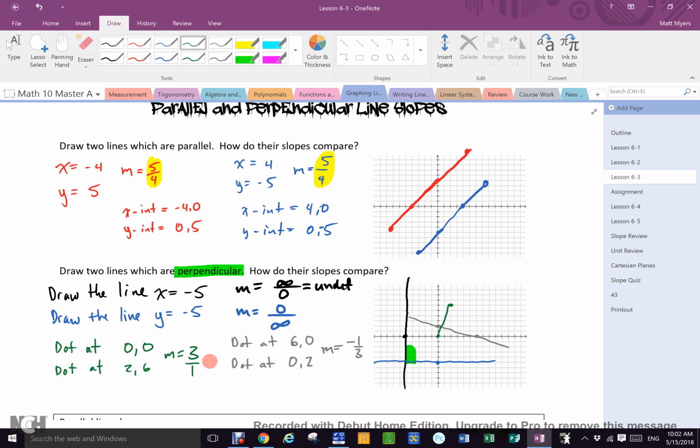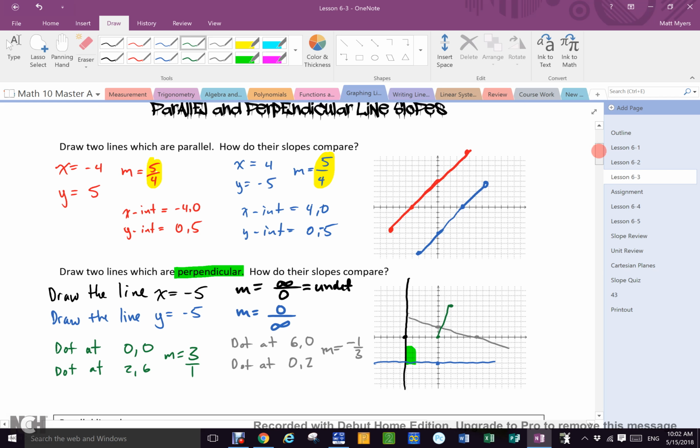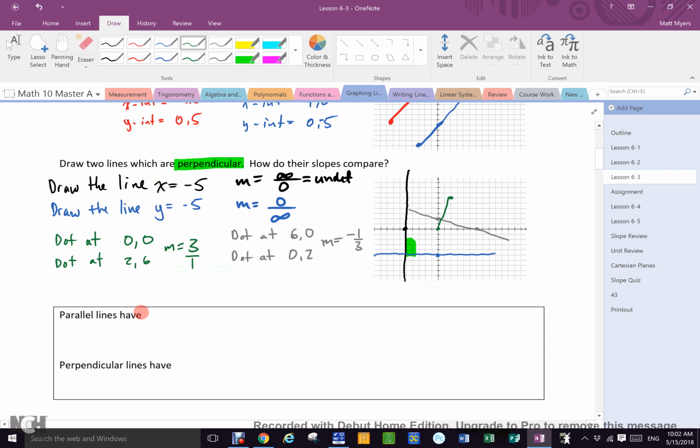They got to turn, don't they? So when it's this way, it's easy. But when it turns, you see that one has to be positive and one has to be negative, correct? So now we can say that parallel lines have the same slope, meaning they'll never intersect.